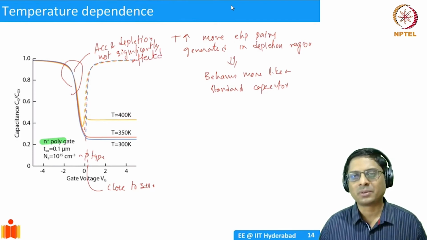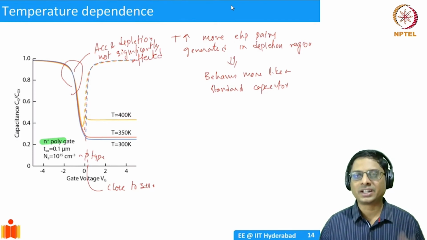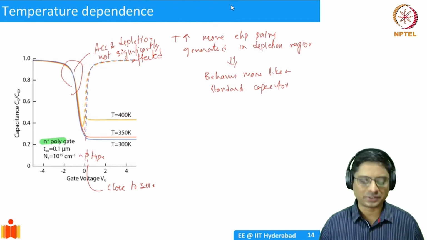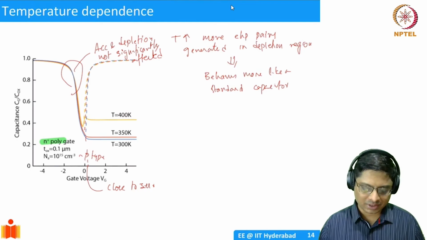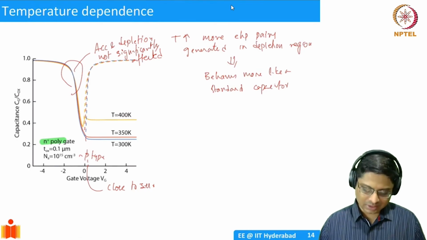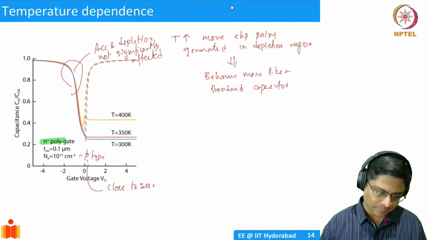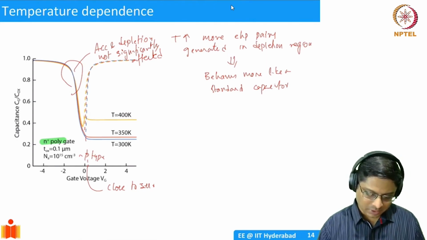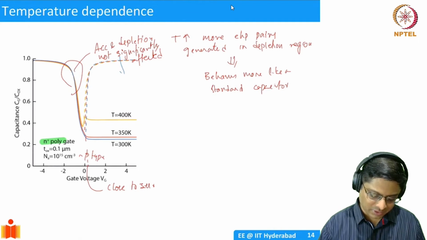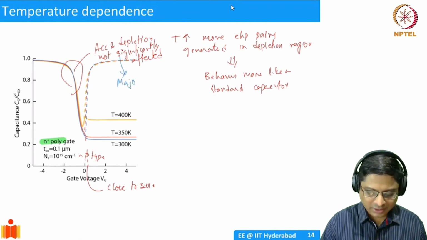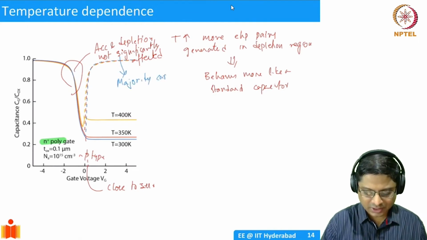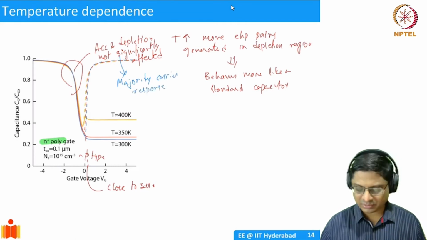Inversion is where you have the problem, because inversion is the minority carrier response. And if it is not fast enough, we know how it behaves, right? So inversion is something that you have to always pay attention to. Okay. Yeah, because we also said this is dominated by majority carriers, right? Majority carrier response, and they are quite fast in responding.